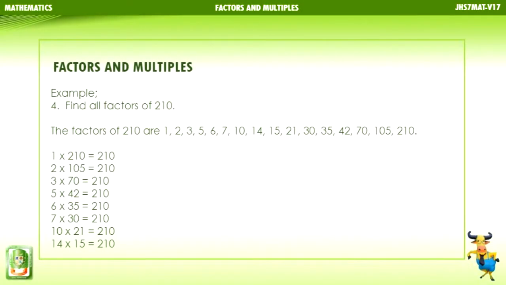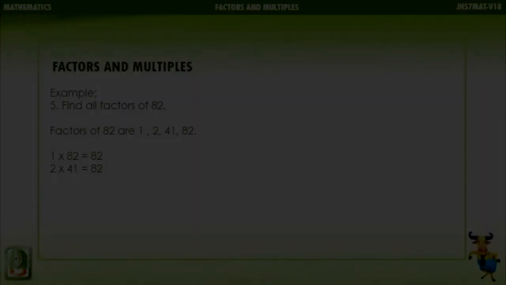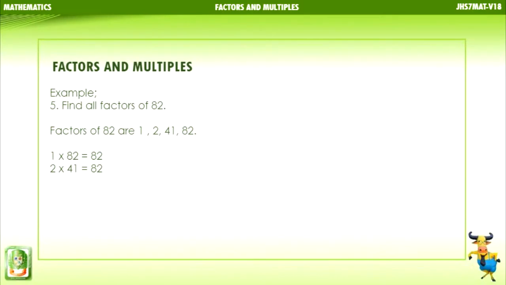4. Find all factors of 210. To solve for factors of 210, we identify all numbers that when multiplied to each other the product would be 210. Therefore, the factors of 210 are 1, 2, 3, 5, 6, 7, 10, 14, 15, 21, 30, 35, 42, 70, 105, 210. 5. Find all factors of 82. Factors of 82, or the numbers that divide 82 exactly, are 1, 2, 41, and 82.